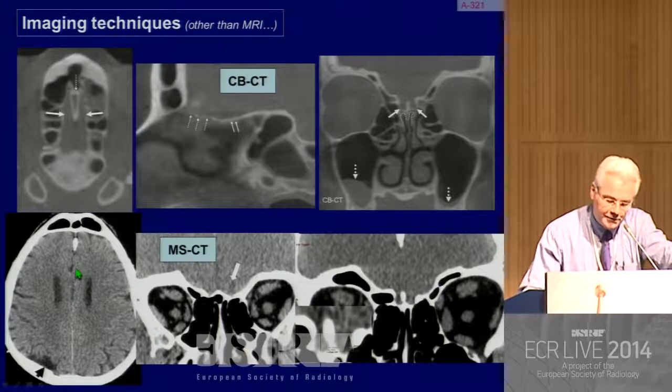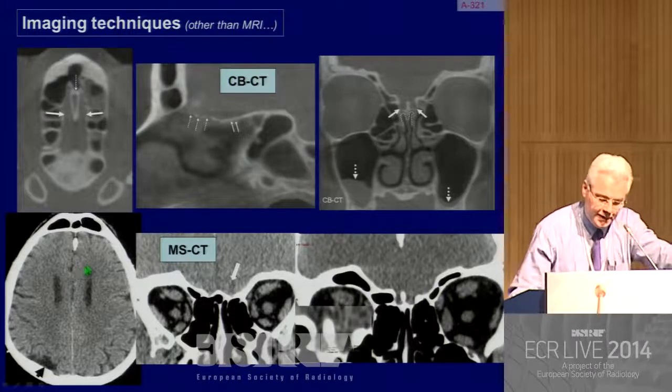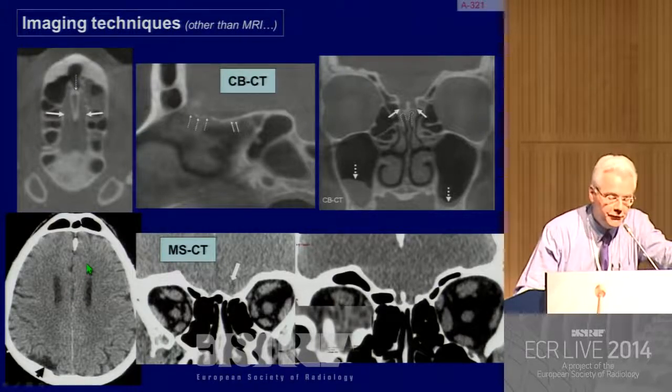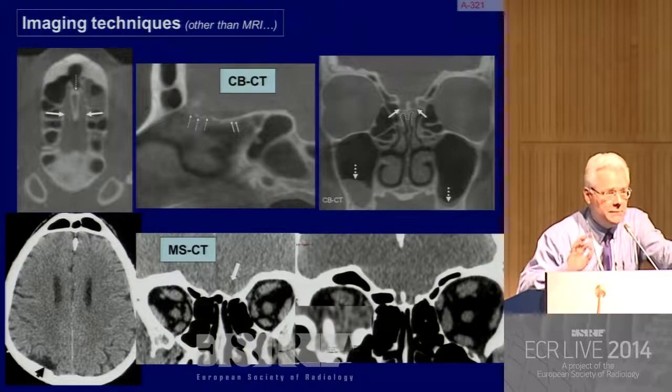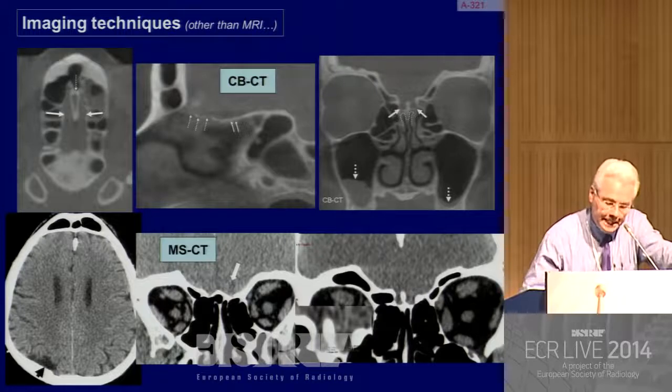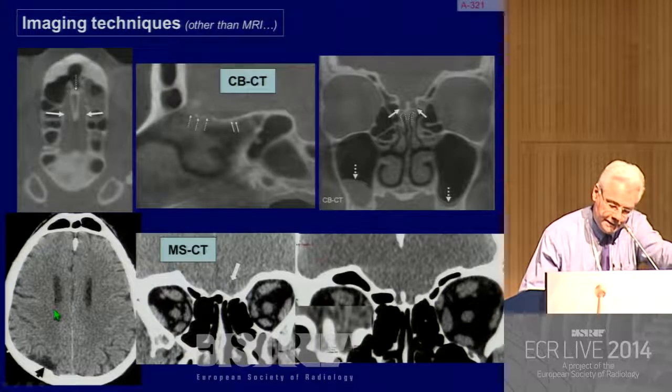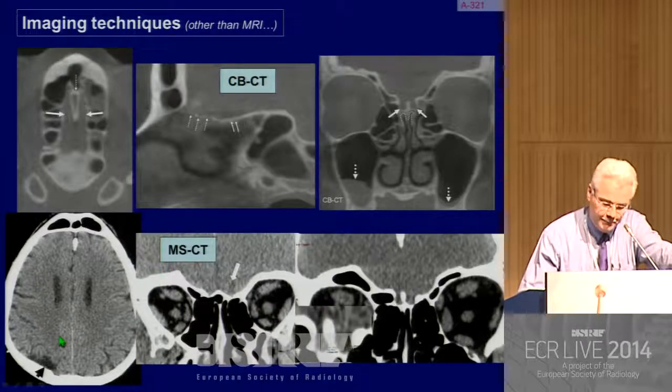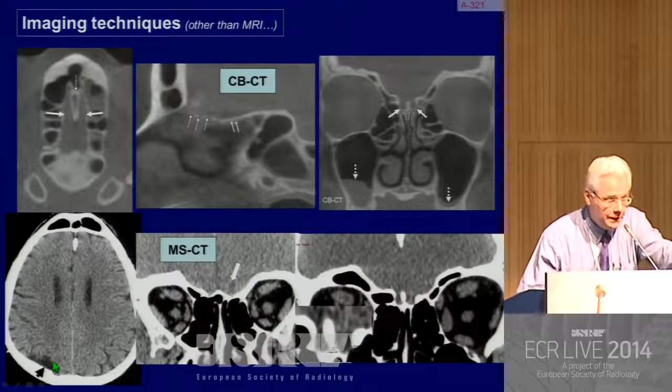Using conventional MSCT, you have additional information. With cone beam CT, you have absolutely no information about soft tissue. With conventional CT, you have some additional information about soft tissue, like represented in this case. You see that this patient had traumatic anosmia.